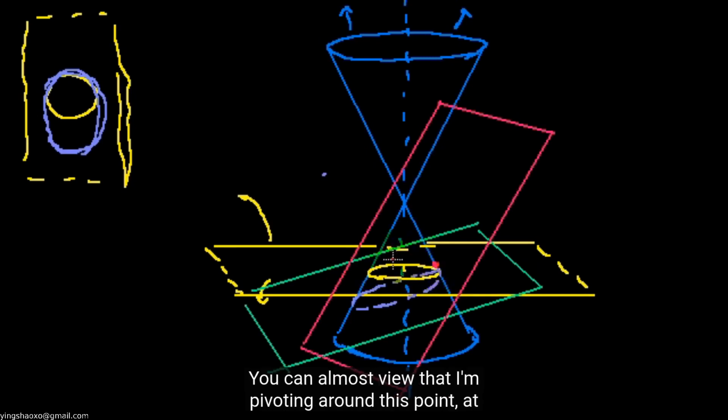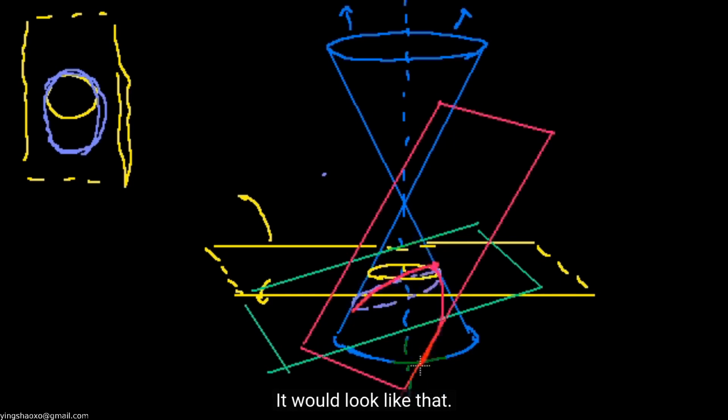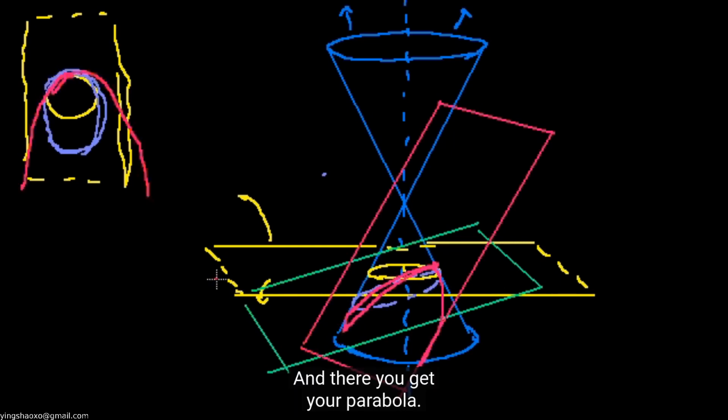In this case, the intersection of the plane and the cone is going to intersect right at that point. You can almost view that I'm pivoting around this point, and the intersection of the plane and the cone would look something like this, and it would keep going down. So if I were to draw it, if I was right above the plane, it would look like this. And there you get your parabola. So that's interesting.